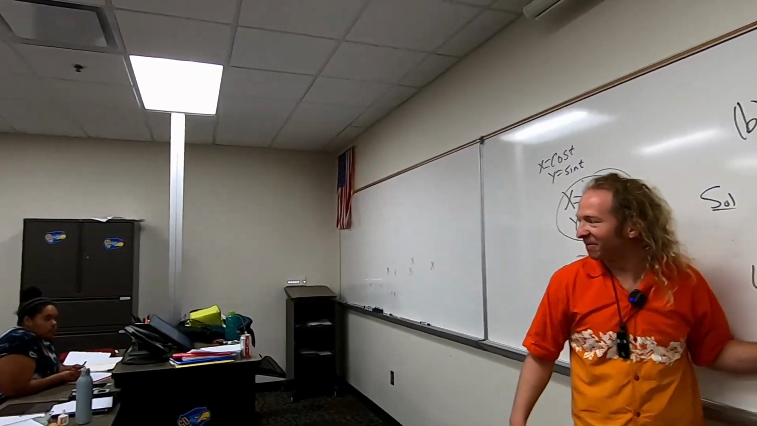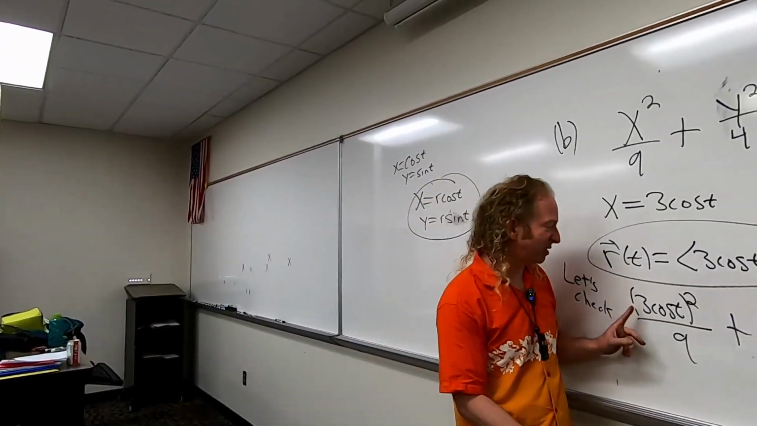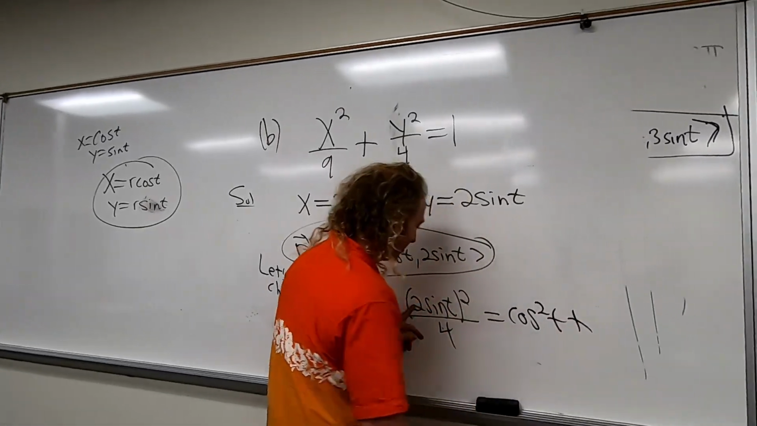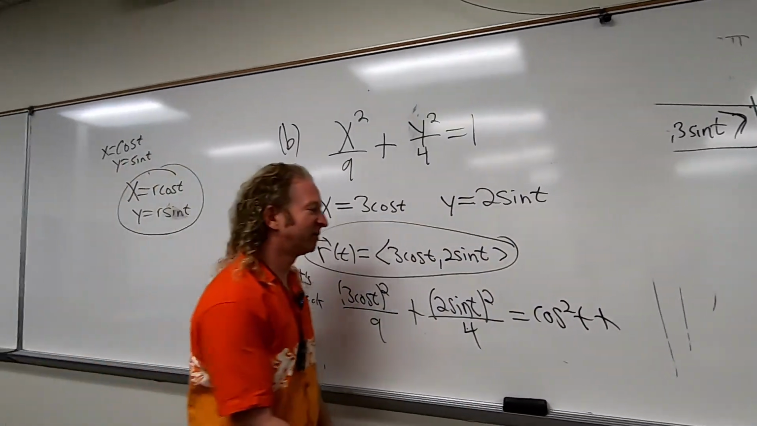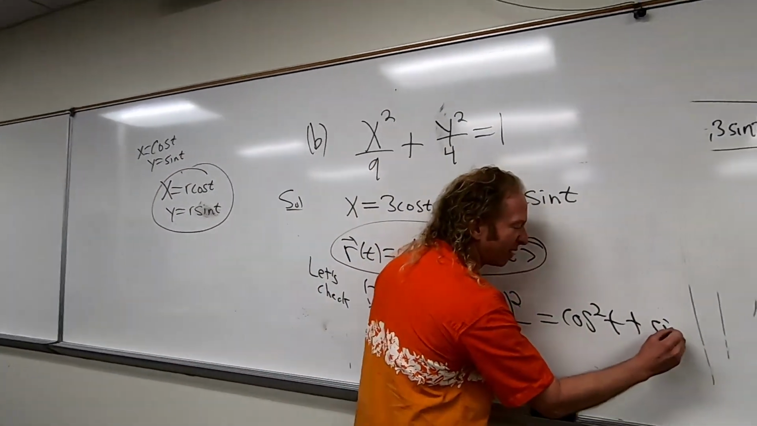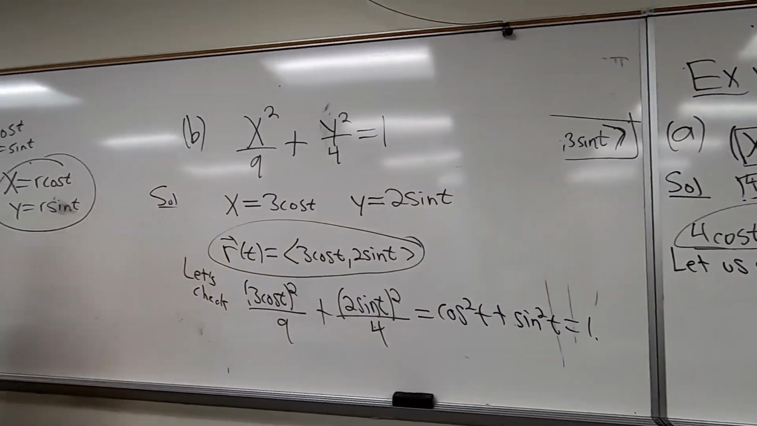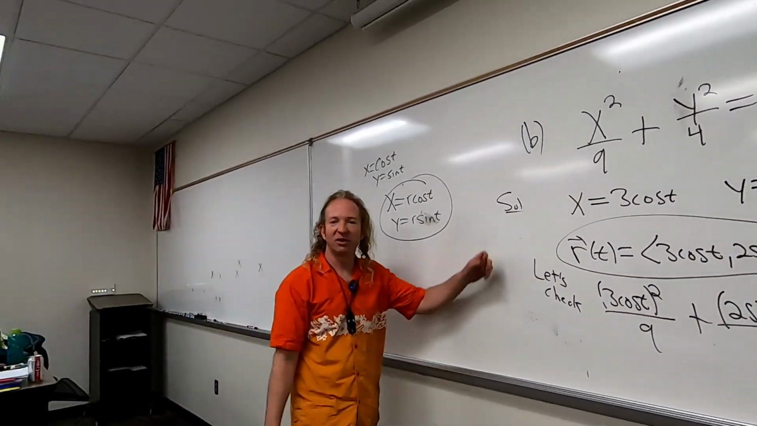I won't mess up. This is 9, right? 9 cosine squared. So these are going to cancel. So we're just going to get cosine squared. These are going to cancel. So we're just going to get sine squared. That's a plus. So we just get 1. Boom. There it is. That's it. Any questions on this one?